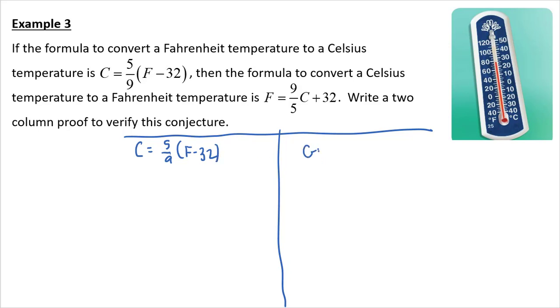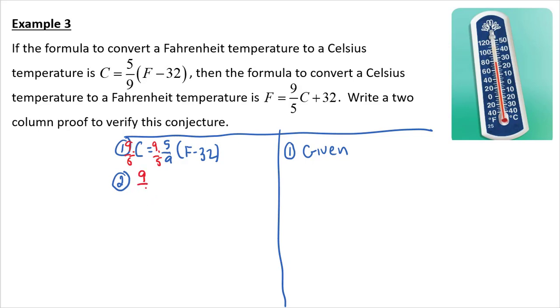And that's our given. What did I not do? I didn't number my steps. I want you guys to number your steps for me, please. Second step. I'm going to show some algebra in here. I'm going to multiply by 9 over 5.